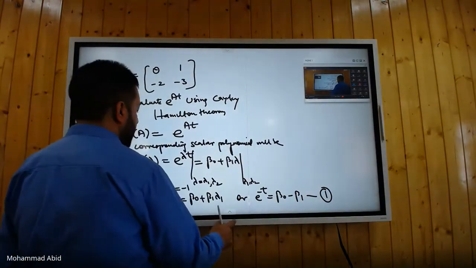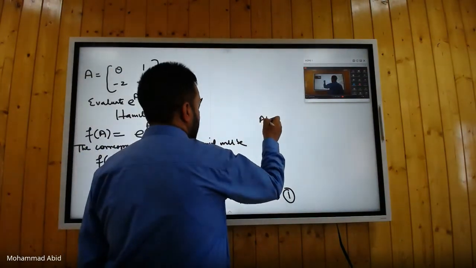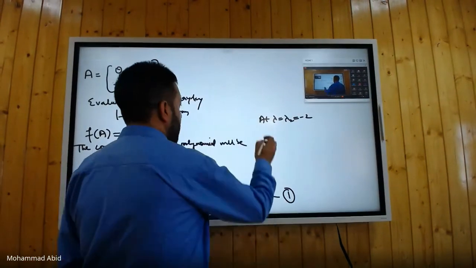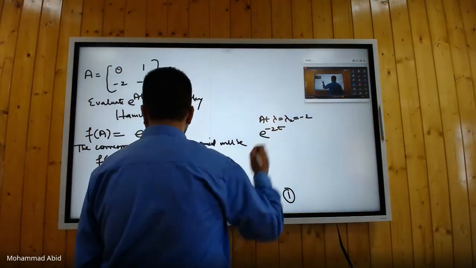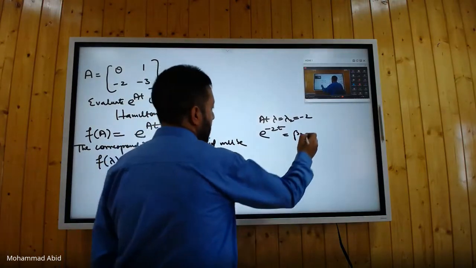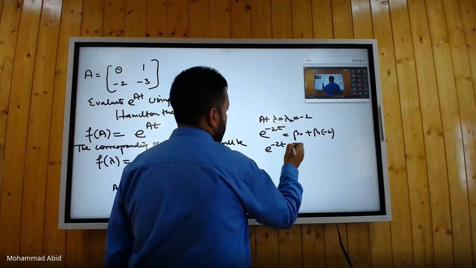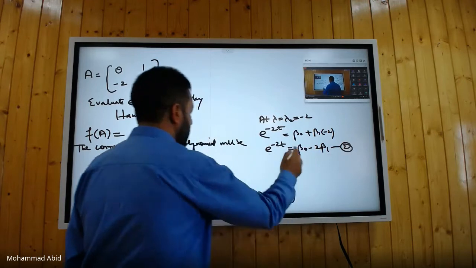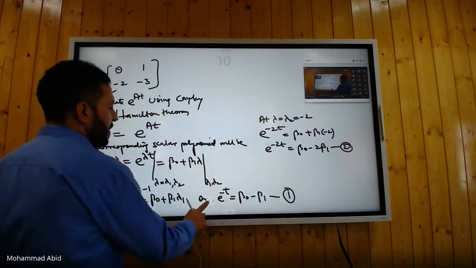And when I put lambda equal to lambda 2, which is equal to minus 2, I will have e to the power minus 2t is equal to beta naught plus beta 1 into minus 2. That is, e to the power minus 2t is equal to beta naught minus 2 beta 1. This is equation 2. These are the two equations you have. You will solve the two equations simultaneously and you will get beta naught and beta 1.